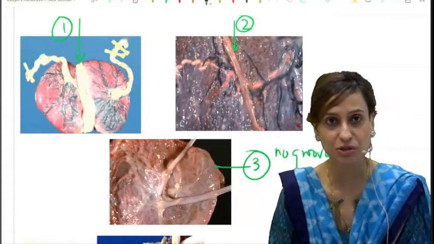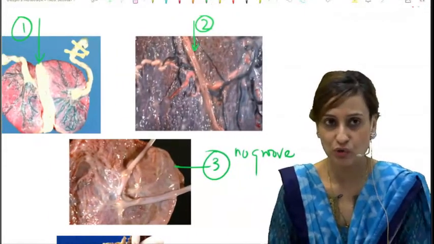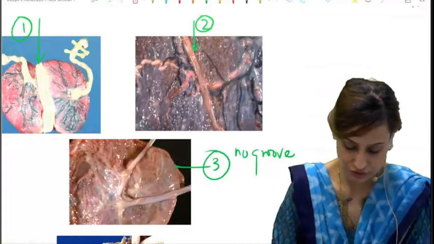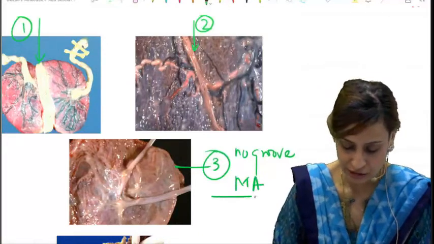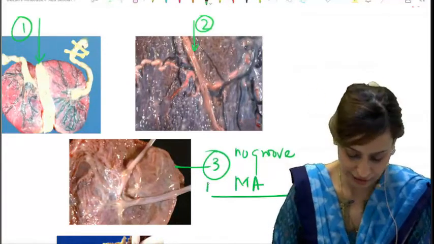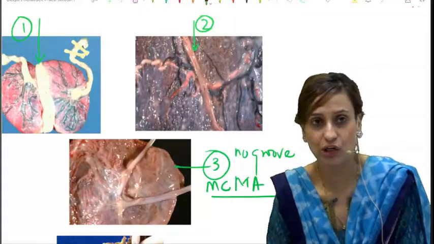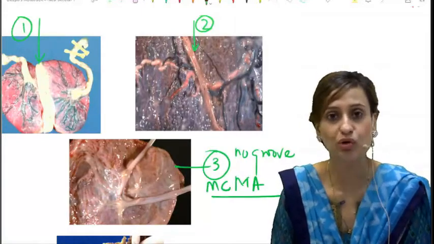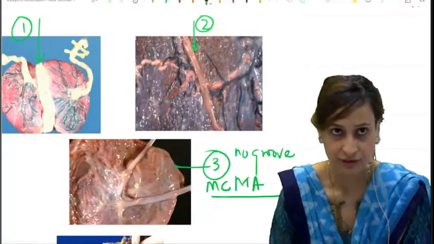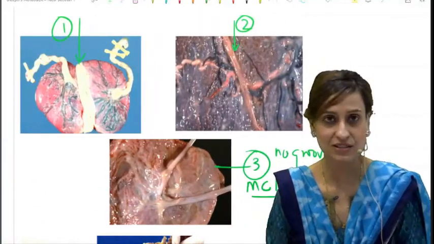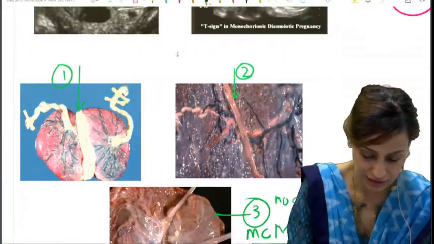Do you appreciate that? Whenever there is no groove in between the 2 cords, this is automatically monoamniotic and therefore definitely monochorionic. So this would be monochorionic and monoamniotic. Now, when the groove is present, then it's definitely diamniotic.